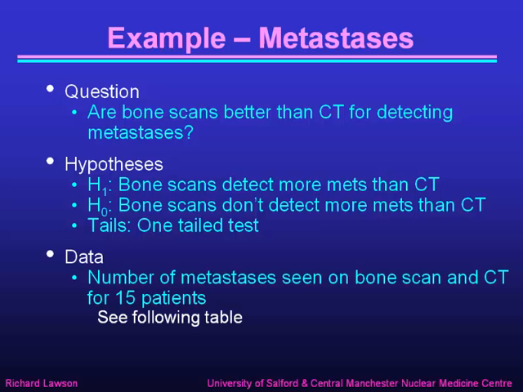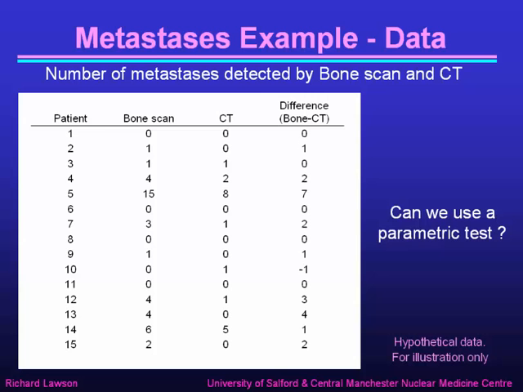Here I have made up some data to illustrate this. It's the number of metastases seen on bone scans and on CT for 15 hypothetical patients. And I've tabulated the data here. Here, for 15 patients, I've shown the number of metastases seen on a bone scan and the number of metastases in that same patient on CT. Clearly these are paired results because each patient has their own bone scan and their own CT.